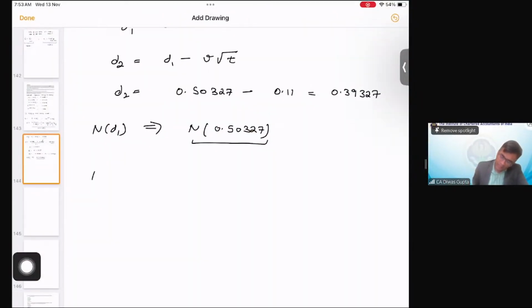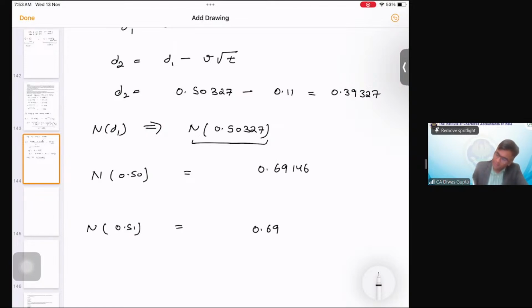So N of 0.50 is equal to 0.69146, and the normal distribution for 0.51 is equal to 0.69497. Correct. So our value lies in between. For that we can use the interpolation technique, students.